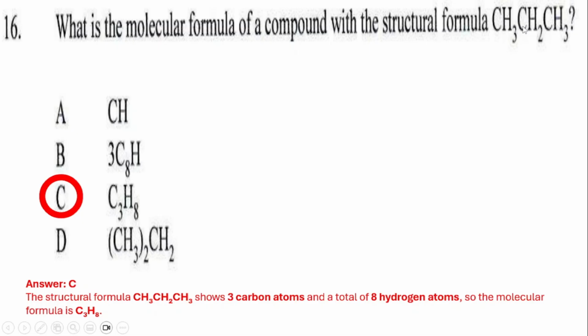How many hydrogens do we have? Well, we have 3 hydrogens here, we have 2 hydrogens here, and we have 3 hydrogens here. 3 plus 2 is 5, and 5 plus 3 is 8. So that's why we have 8 hydrogens here. So C3H8, 3 carbons and 8 hydrogens. So the structural formula CH3, CH2, CH3 shows 3 carbon atoms and a total of 8 hydrogen atoms. So the molecular formula is C3H8. So this is the correct answer for number 16, C.